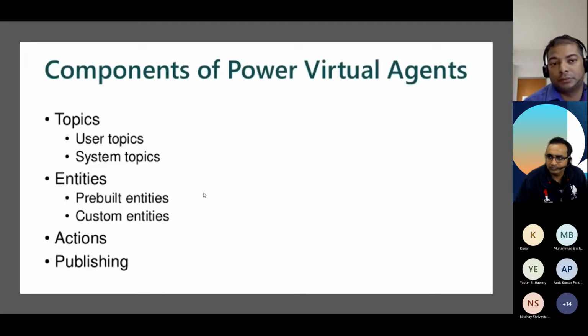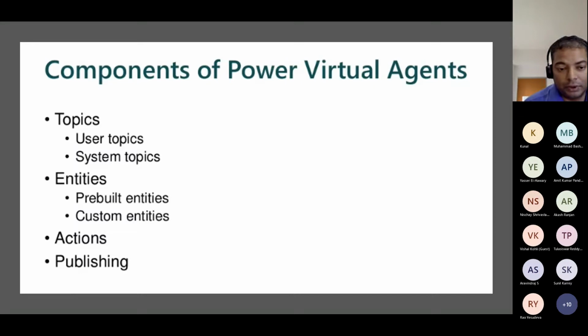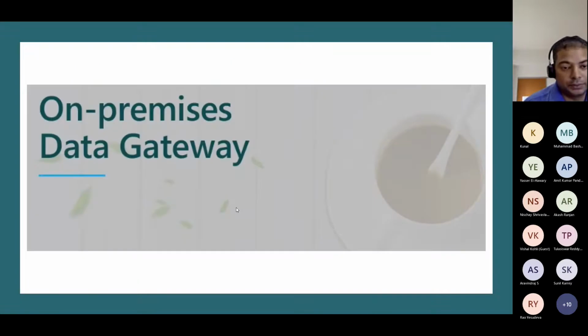Power Virtual Agents will have topics like user topics and system topics. User topics are something developed by the user, and system topics are something available by default. Then we have the entities. There will be pre-built entities within the Power Virtual Agent, and then we have the custom entities also. Then it will be followed by the action. And once your Power Virtual Agent is created, you can go and publish it.